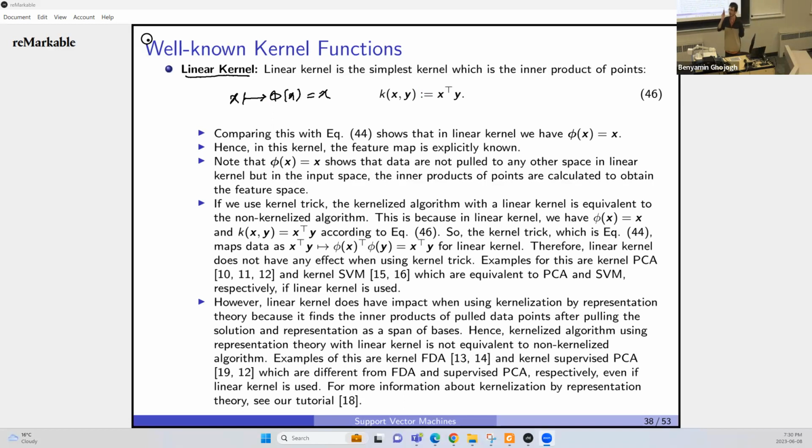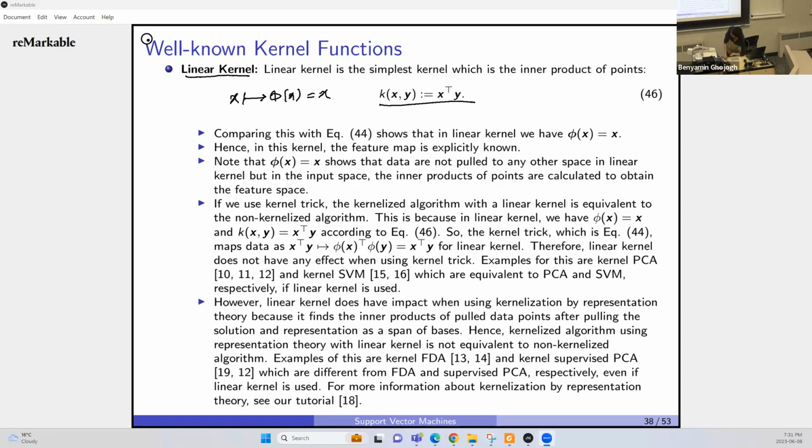As I told you, we have two types of kernelization. One of them was the kernel trick, the other one was representation theory. In the kernel trick, the linear kernel doesn't do anything. When you use it, it's like you are not applying any kernel, because X transpose X is replaced by X transpose X. But when you use representation theory, it makes a difference because of its formulation. In representation theory, you don't use X transpose X anymore. You do something else, which we'll cover later. That's why the linear kernel has its use cases, but it depends on whether you have kernelized your algorithm by the kernel trick or by representation theory. If it is by the kernel trick, it doesn't make any difference.